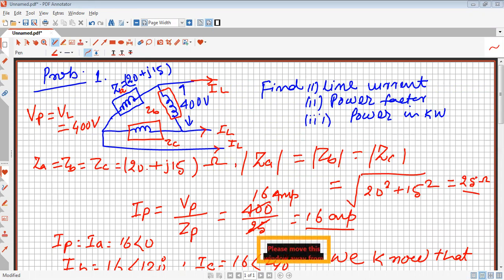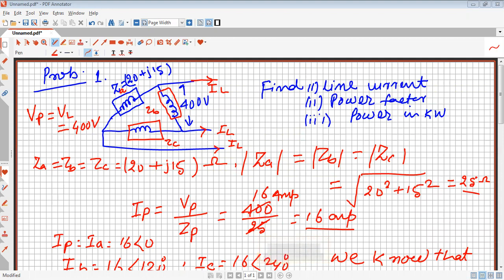The impedance of every phase is given as 20 plus j15 ohm. So it has been converted into its magnitude, and I have already discussed how you find the magnitude. The magnitude will be the square root of 20 squared plus 15 squared, and it comes to 25 ohm. Now in the question it is required to find the line current.